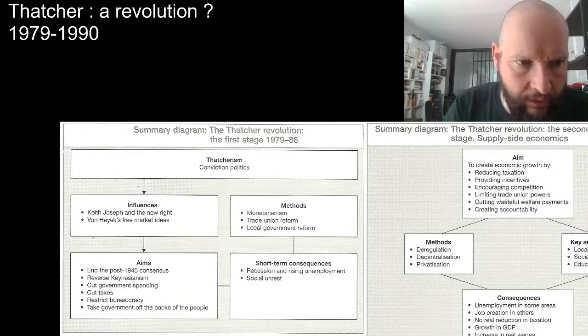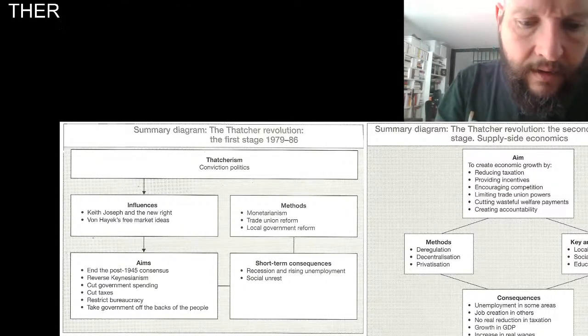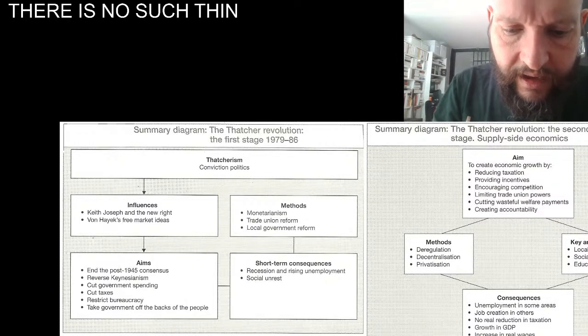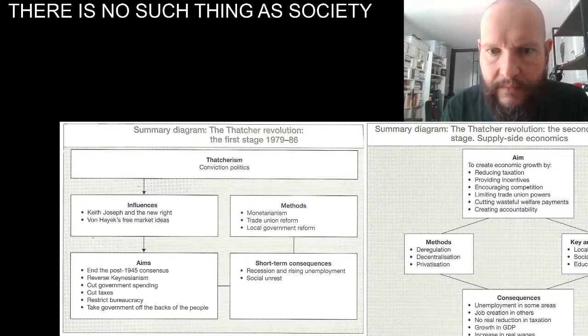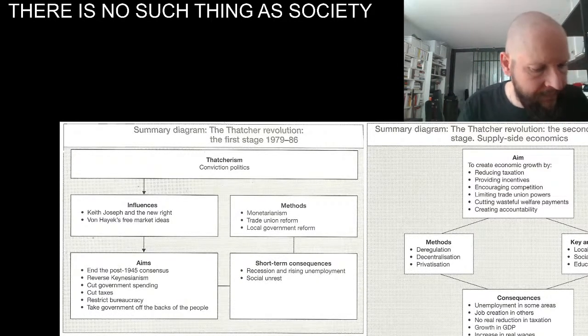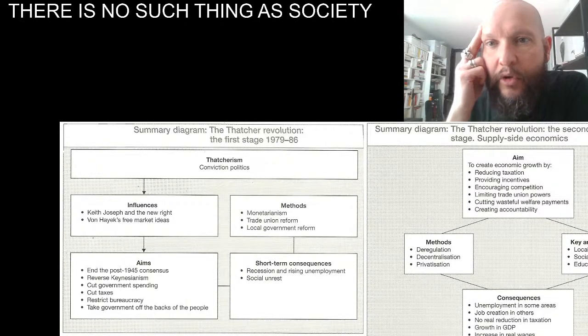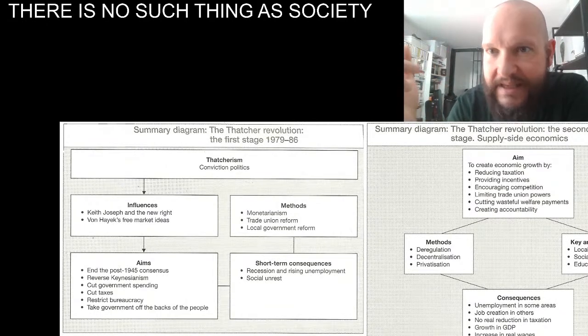Another of her mottos, that's something you should write, was: there is no such thing as society. That's one of her most famous quotations. It is actually the title of a history book, which was published to tell the history of the 1980s in the UK.